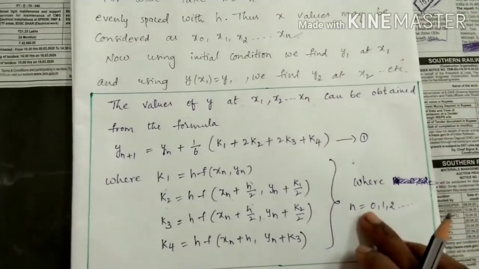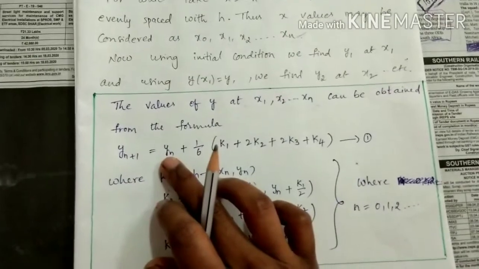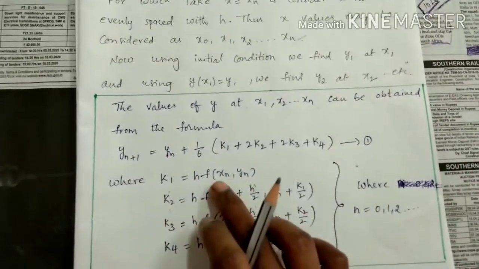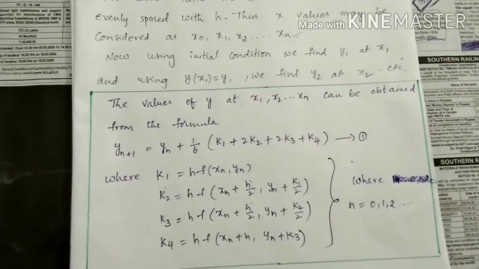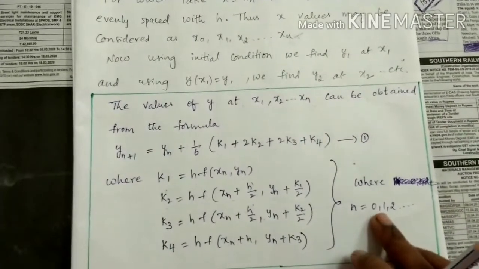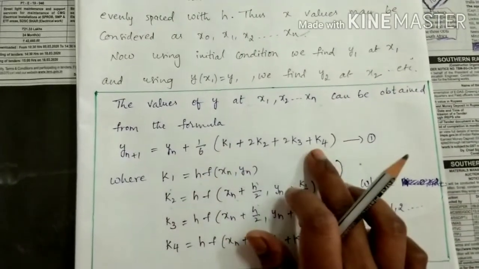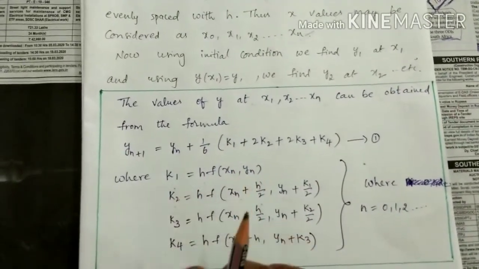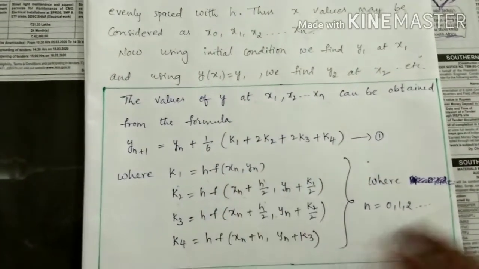If we want to get y1, we need to put n equal to 0 on this right hand side, so that n equal to 0 is used in all these k values. Similarly, if we want to get y2, we put n equal to 1 on the right hand side. So, y2 is obtained. Then the k values can be obtained from x1, y1.